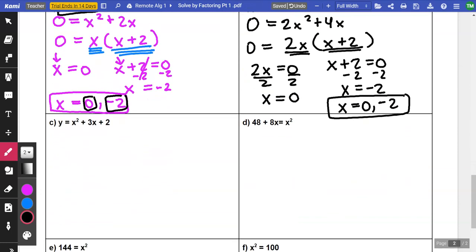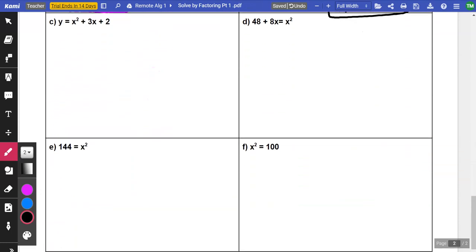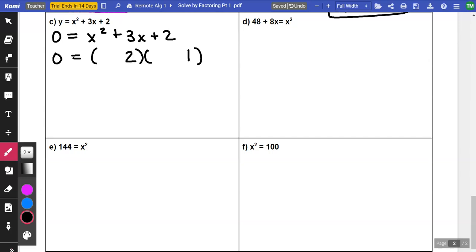All right, let's do part C together. So part C, again, step 1, you want to make sure this thing is equal to 0. So 0 is equal to x squared plus 3x plus 2. Step 2, factor. Well, the only factors of 2 are 2 and 1, and I know x times x is x squared. I would need a positive 2 when I multiply and a positive 3 when I add. So I want both 2 and 1 to be positive.